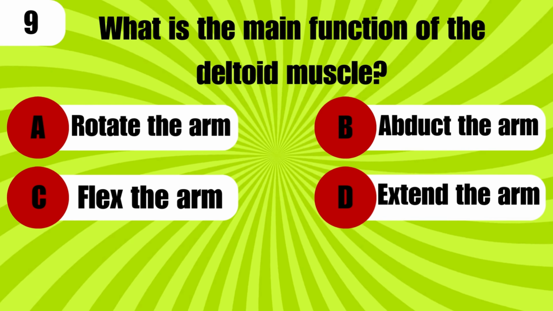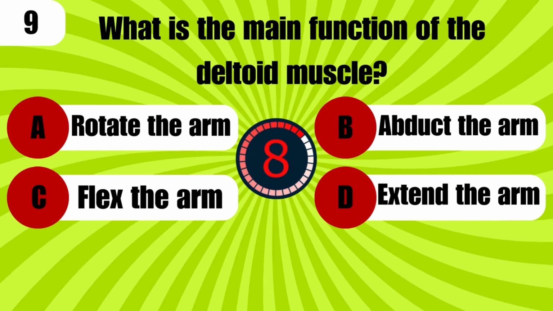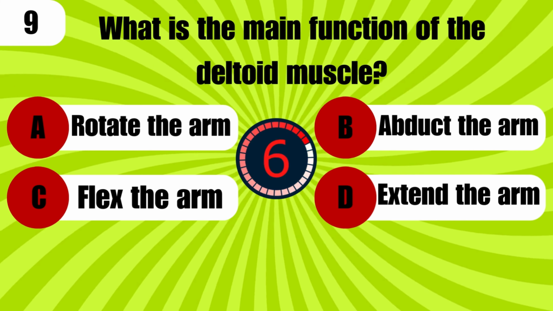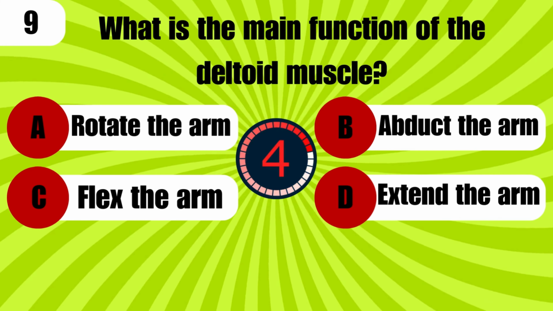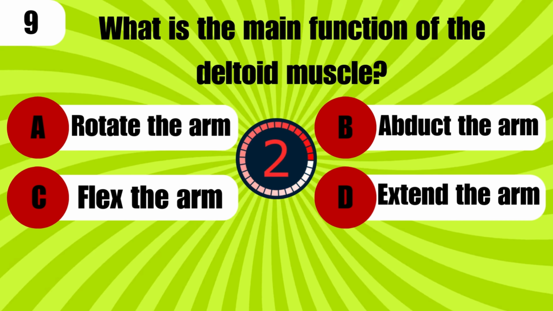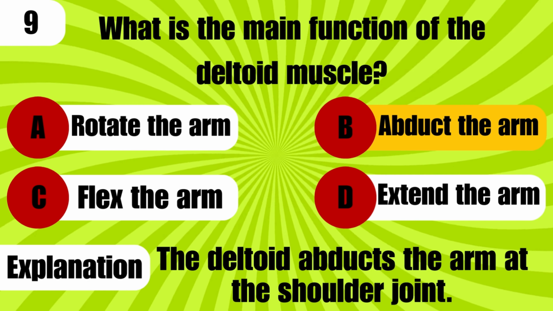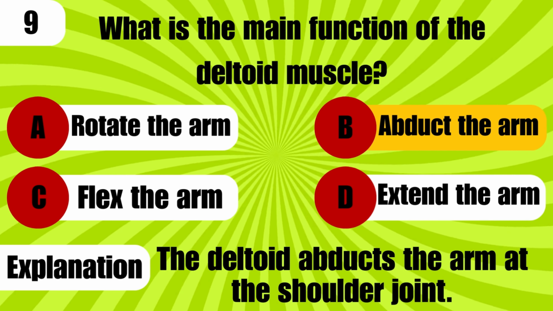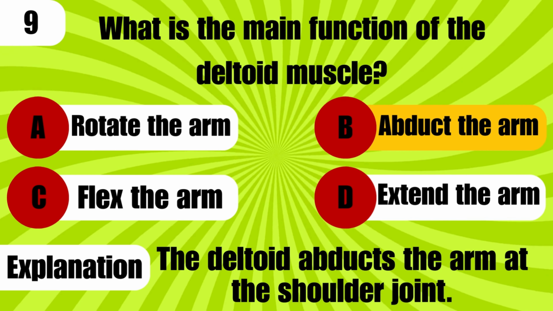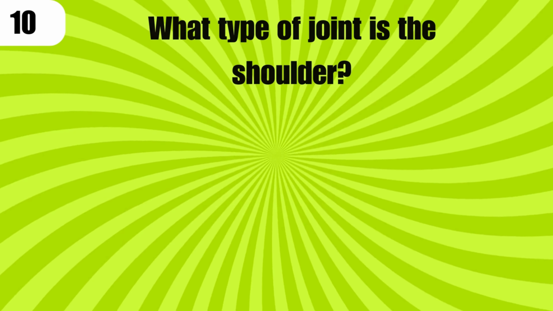What is the main function of the deltoid muscle? Option A rotate the arm, abduct the arm, flex the arm, extend the arm. The right answer is abduct the arm. The deltoid abducts the arm at the shoulder joint.